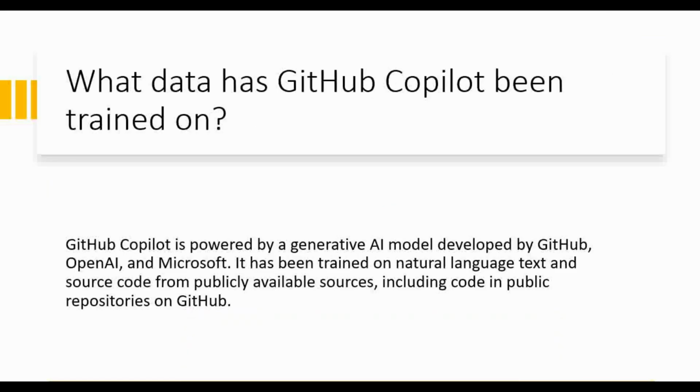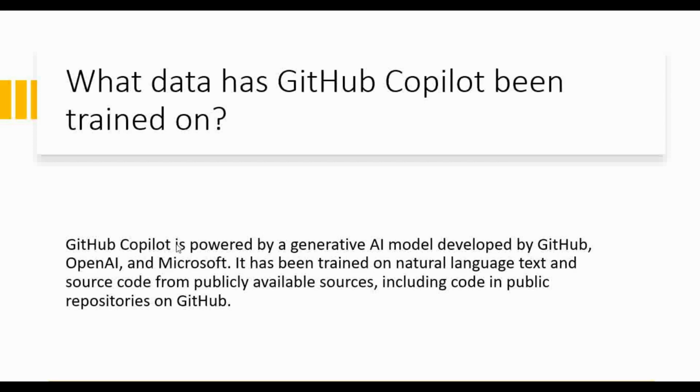What data has GitHub Copilot been trained on? This is one important point, right? So how is GitHub Copilot trained? As I mentioned just before, at the core it is using the Codex model that is provided by OpenAI. This LLM is mainly used for generating code based on the data that it has been trained on, the data that is available on the internet and in public repositories.